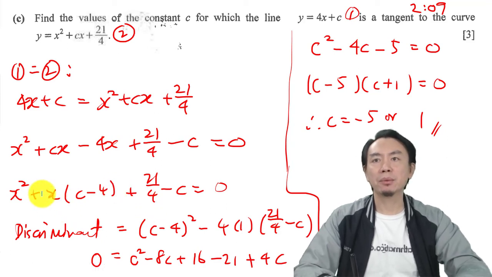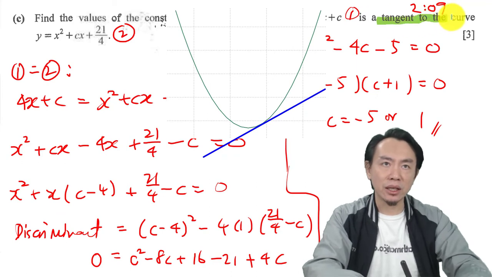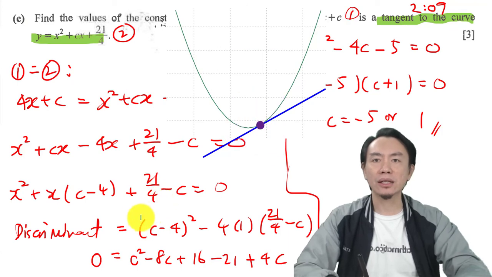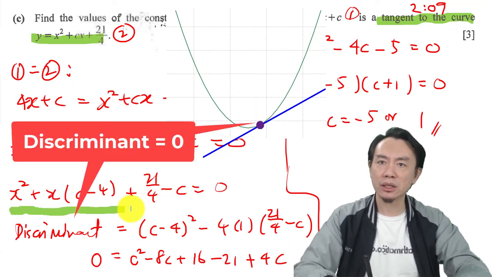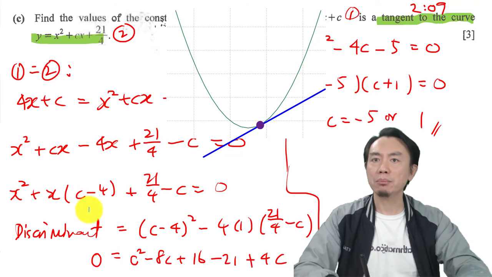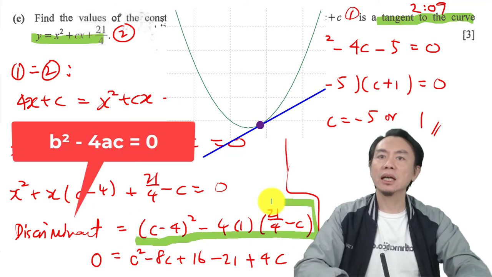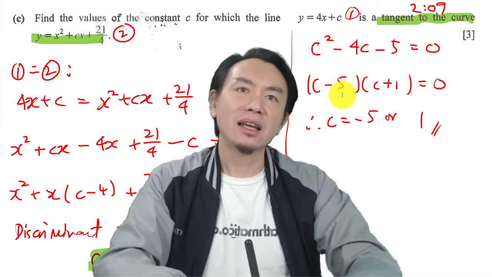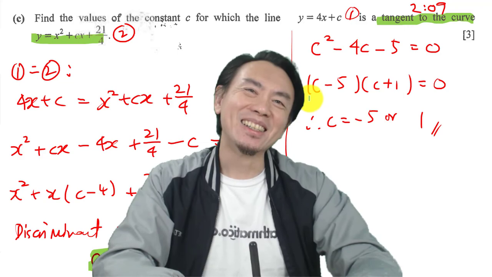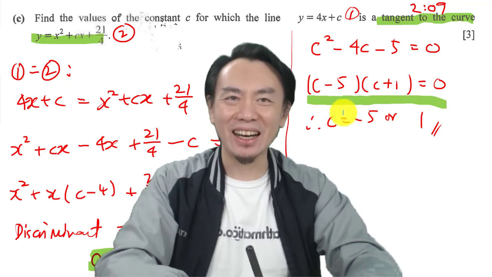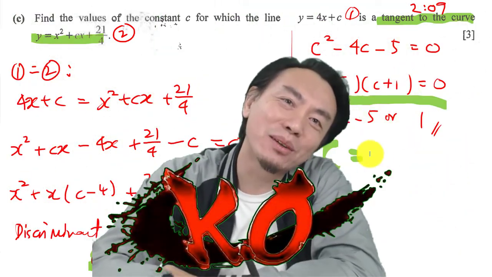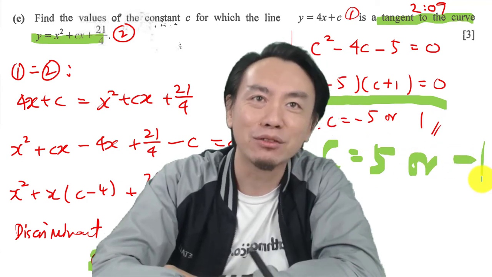But we also know that because the line is a tangent to the curve, there's only one intersection point, and so the discriminant of this quadratic equation equals 0. b squared minus 4ac equals 0. Okay, simplify. So I factorized it correctly and I got this wrong. So c equals positive 5 or negative 1.